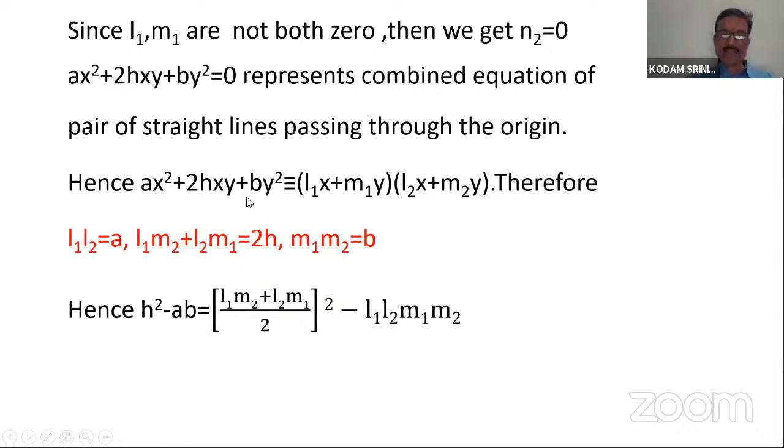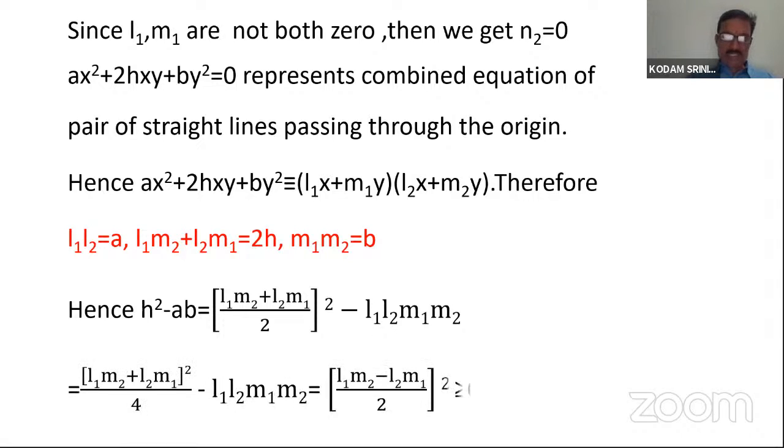So we got, after comparing on both sides, L1 L2 equals A, L1 M2 plus L2 M1 equals 2H, and M1 M2 equals B. So let us find the value of H square minus AB. From this, (L1 M2 plus L2 M1) by 2 equal to H. So therefore H square minus AB, where A equals L1 L2 and B equals M1 M2. Now squaring the numerator and denominator separately, that is (L1 M2 plus L2 M1) whole square, and 2 square is 4.